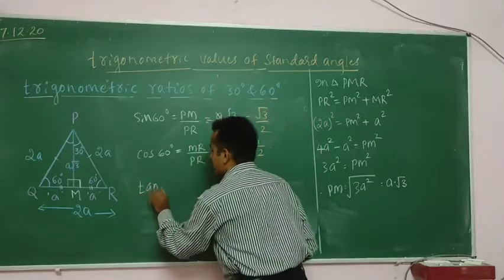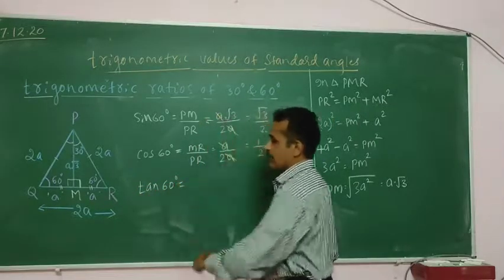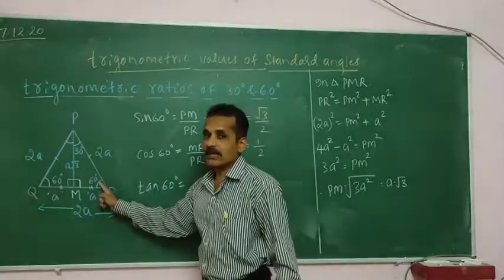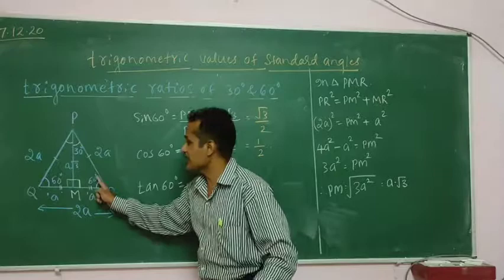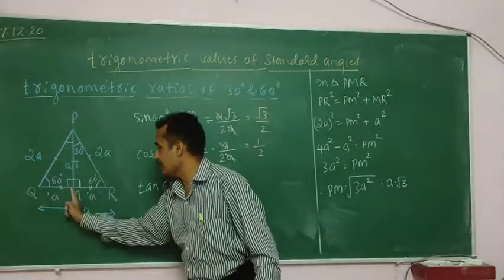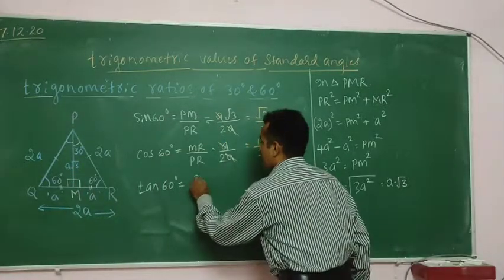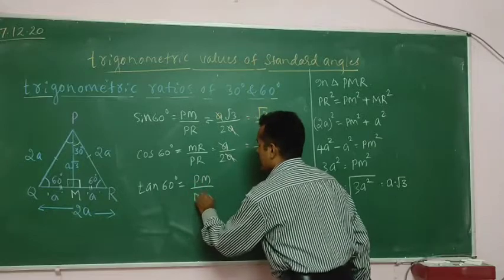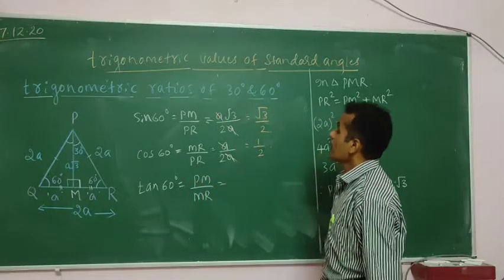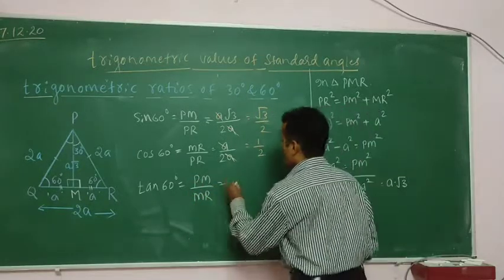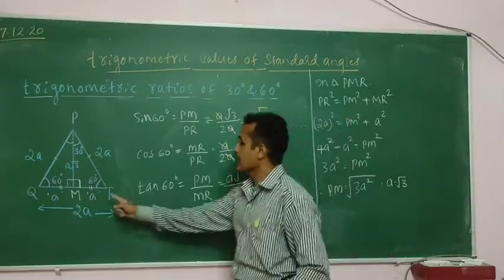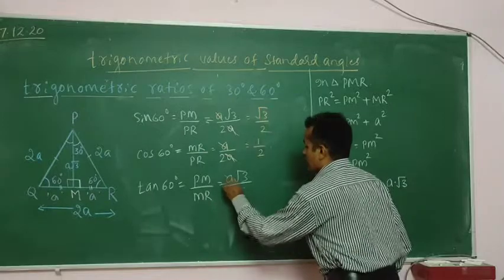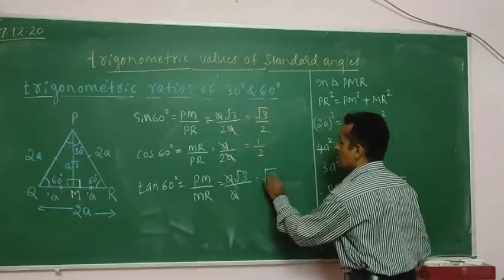Tan 60 को भी मैं पता कर सकता हूं. यहां से देखना है tan का रेशियो है अपोजिट बाय एडजेसेंट. अपोजिट बाय एडजेसेंट मतलब PM divided by MR. PM is A root 3, so it is A root 3 divided by A. A कैंसिल हो गया. Answer हो गया root 3.